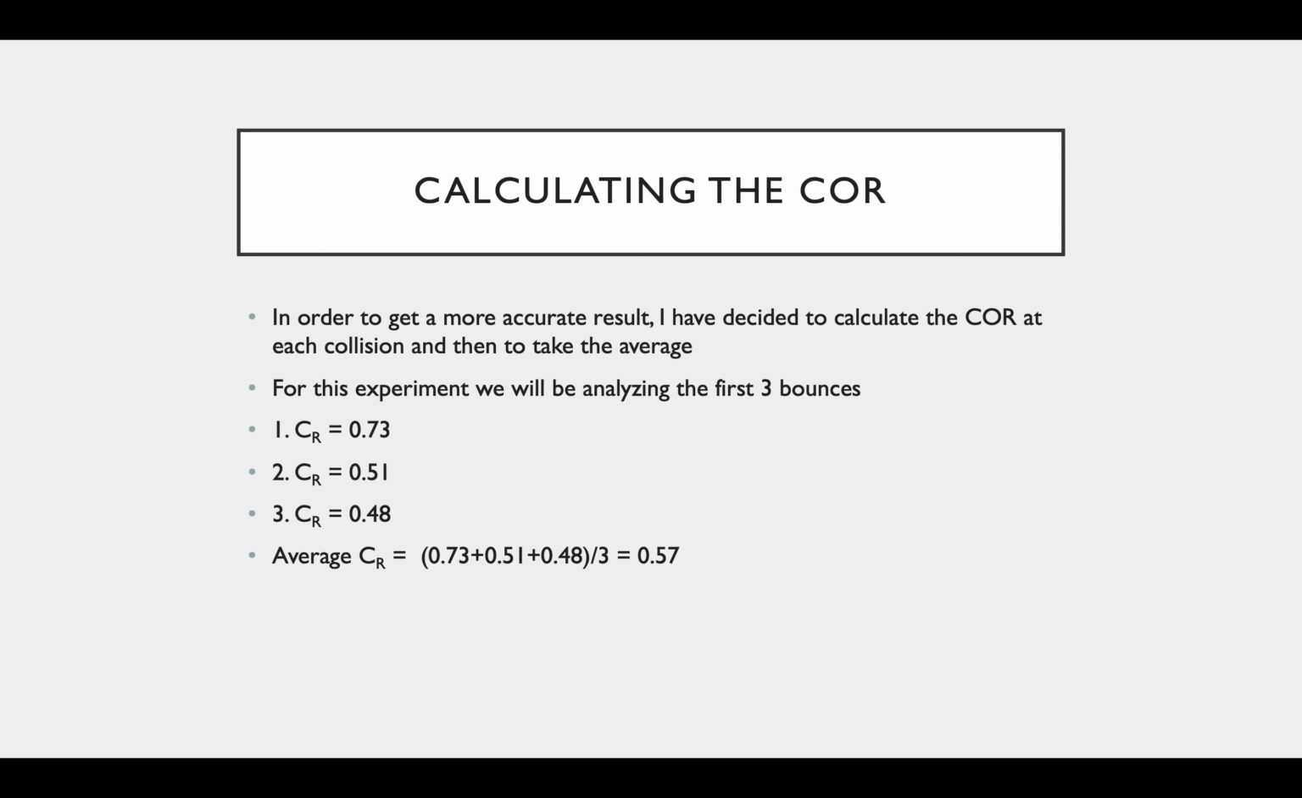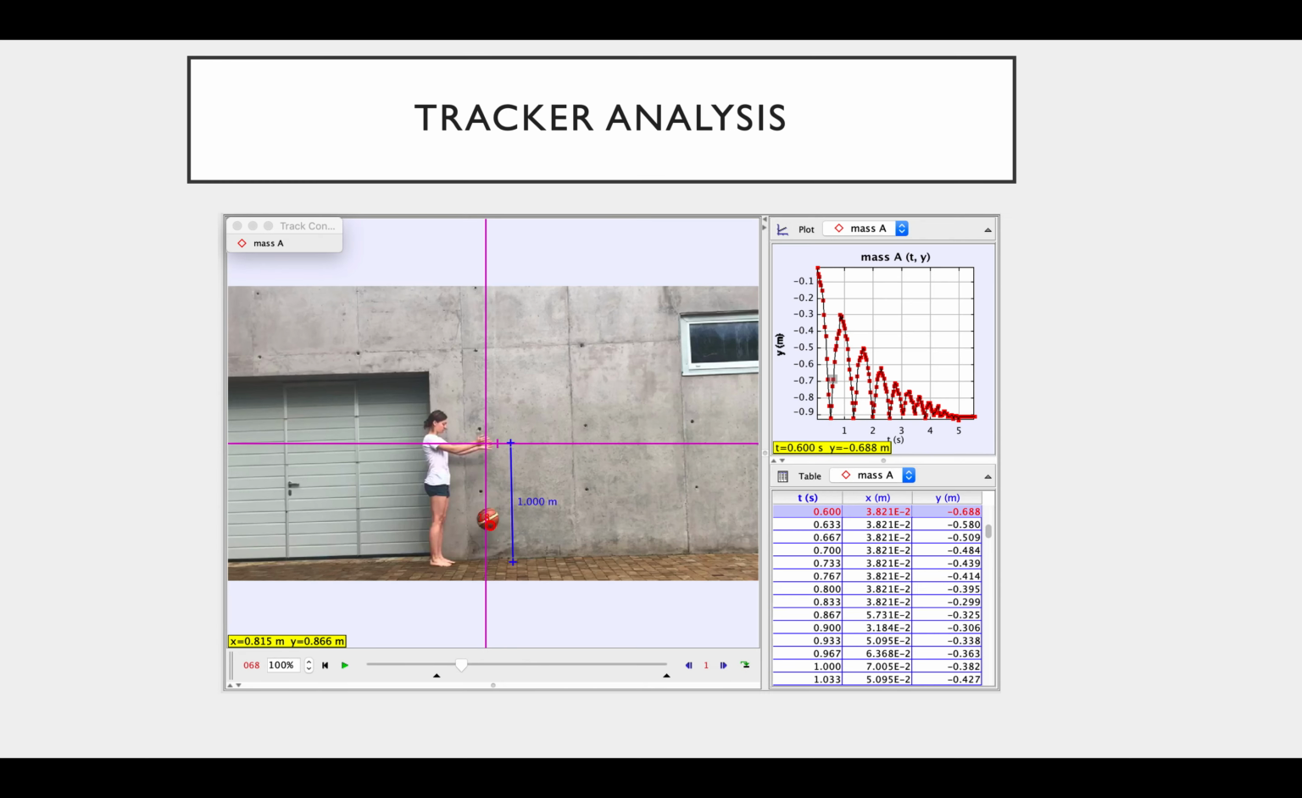In order to get a more accurate result, I have decided to calculate the coefficient of restitution in each collision and then calculate the average from the obtained values. For this experiment, I have also decided to analyze only the first 3 bounces. Since in our case the second object, the ground, has a constant velocity of 0, the new formula for the coefficient of restitution is the velocity of the ball after the collision divided by the velocity of the ball before the collision. After performing a few simple operations, we obtained an average value of 0.57. Note that the velocity values of the ball before and after each collision were obtained from Tracker.